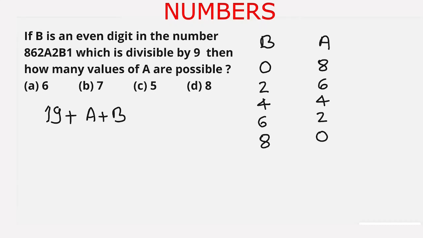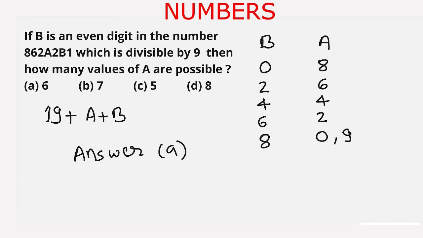But A plus B can be 17 as well. So that 19 plus 17 is 36, which is also divisible by 9. So what can be the value of A to make it 17? That is 9. A can be either 0 or 9 when B is 8. Thus the possible values of A are 8, 6, 4, 2, 0 and 9. These are 6 values. And from the given options, our answer is option A, 6.